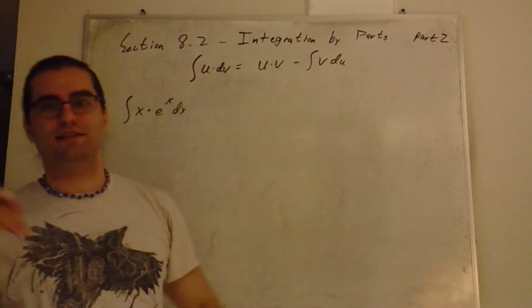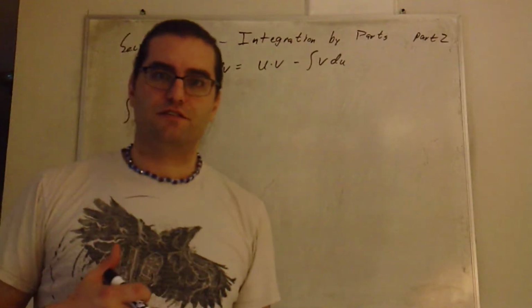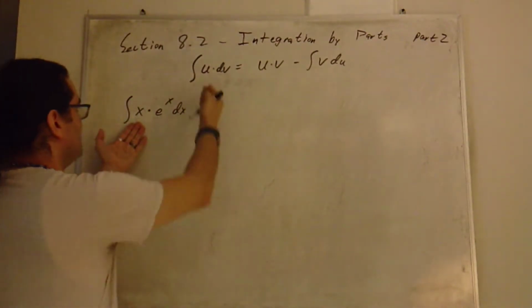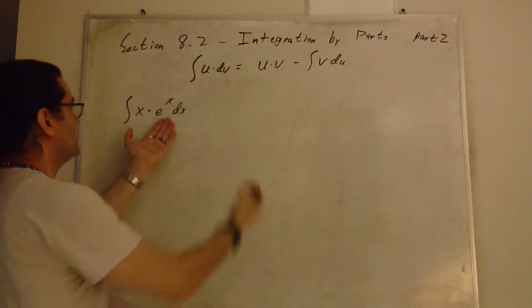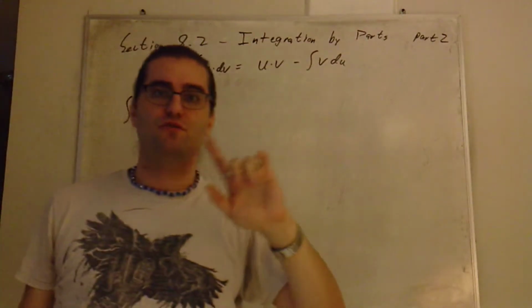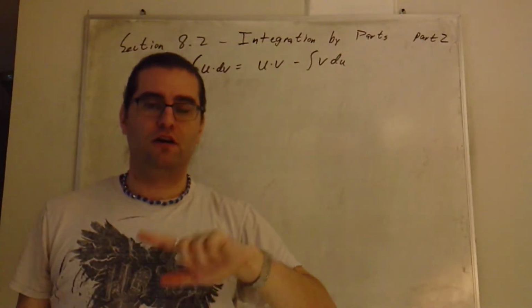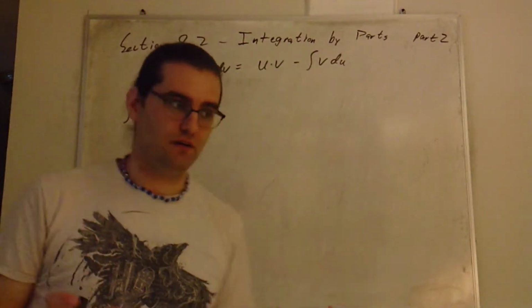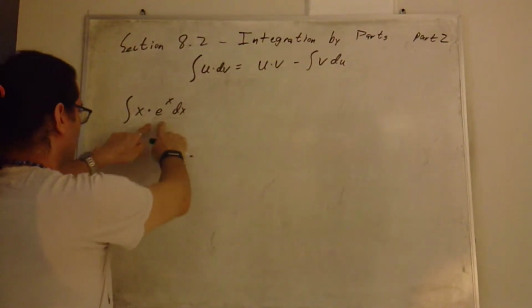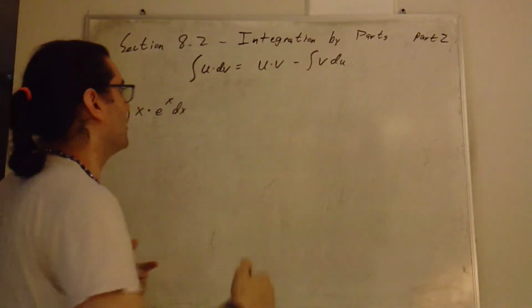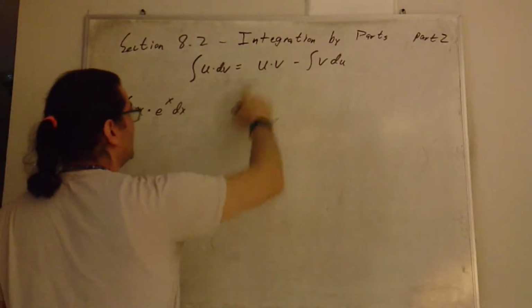Once we've made that decision, the next decision we need to make is one of these parts needs to be u and one of these parts needs to be dv. That's important. We're not choosing what u and v are. We're choosing what u and dv are from among our available functions. And then based on what u and dv are, we're going to use that to find v and du.